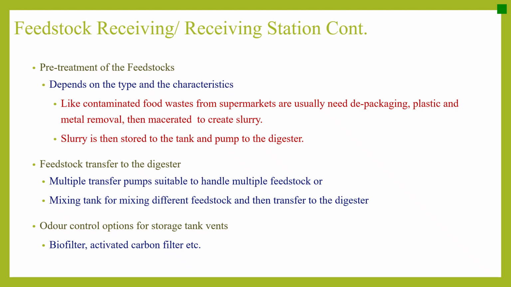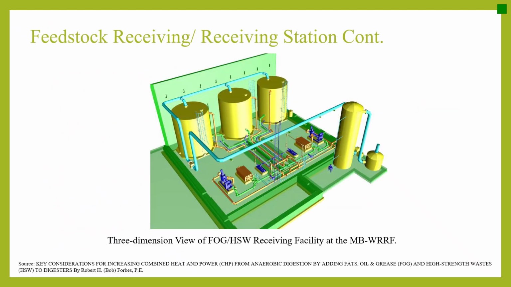And we also have to consider odor control, and that will depend on the type of feedstocks and the odor situation. Usually the storage tank vents are sent to a biofilter or activated carbon filter to take care of that. This is to give you an idea of how a FOG or high strength waste receiving facility looks like. We can see that there are 3 storage tanks, and there are pumps dedicated to them, and the vents from those tanks are brought to a biofilter to take care of odor.